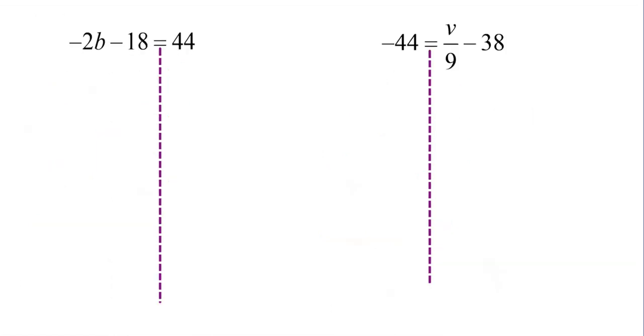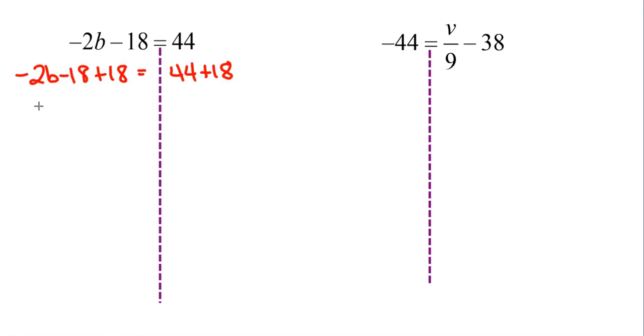Negative 2b minus 18 equals 44. Here I have multiplication and subtraction in this problem. So I'm going to undo the subtraction first. And the opposite of subtracting is adding. So I'm going to add 18 to both sides of this equation.